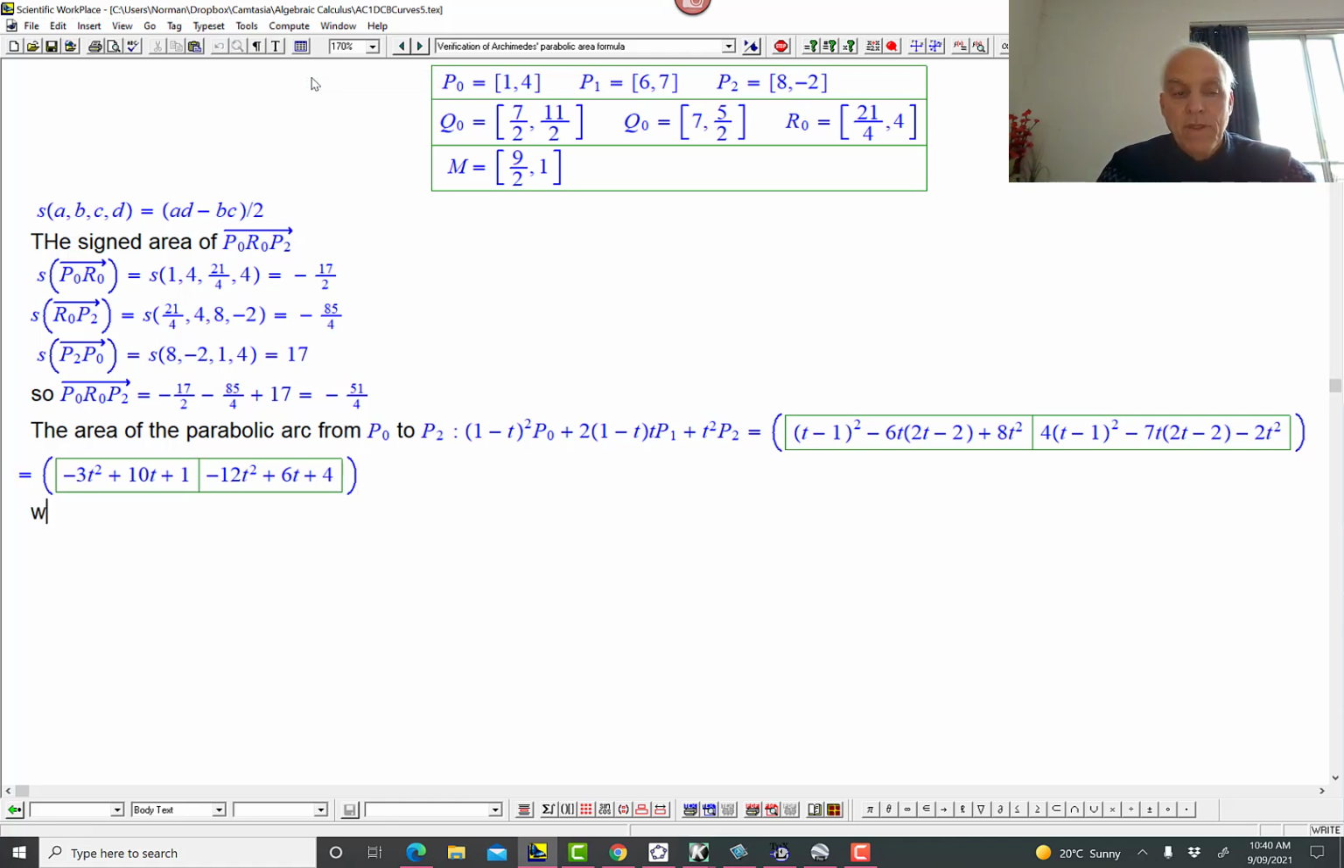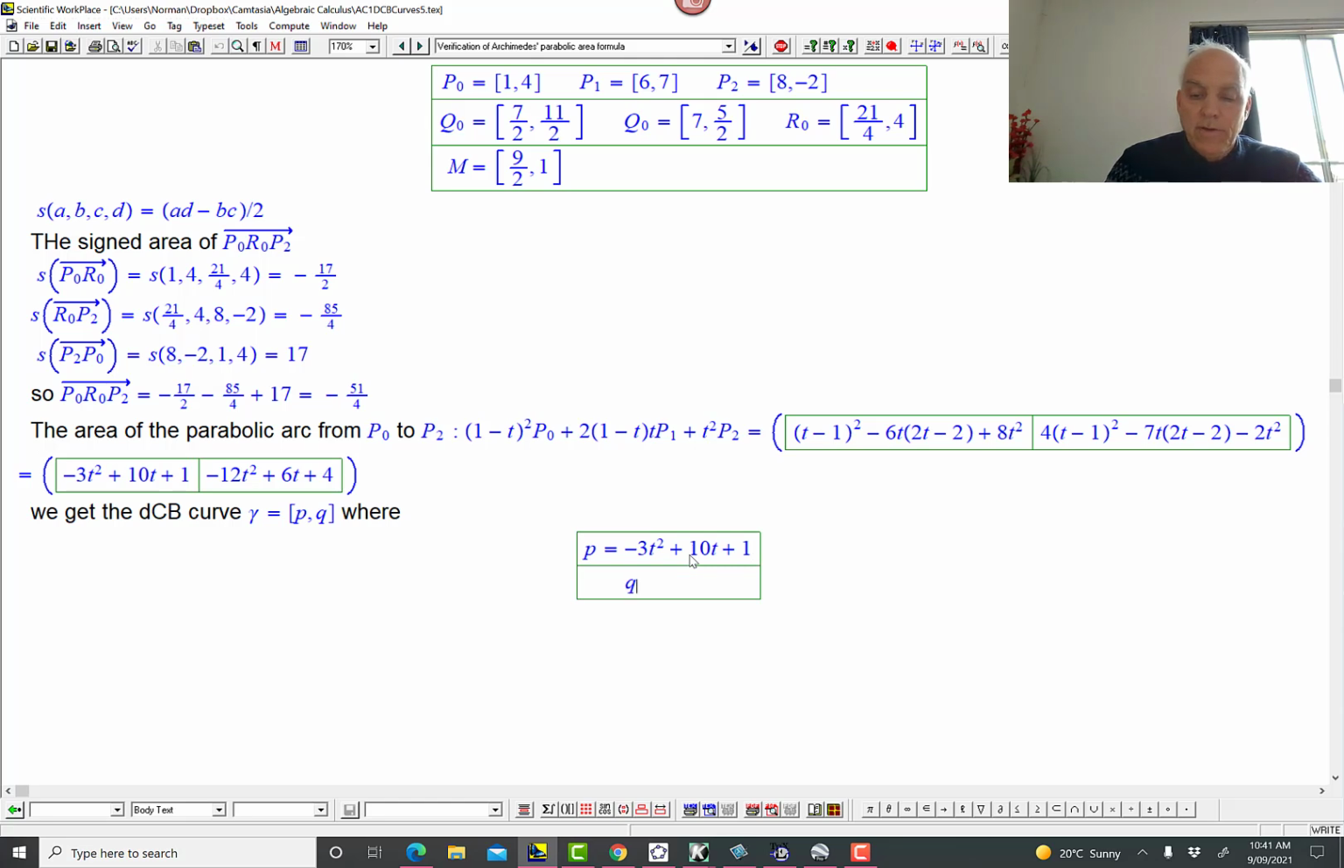So we get the DCB curve. Let's call it gamma to be consistent. It has an x coordinate and a y coordinate where P is equal to this polynomial right there, and Q is equal to this thing here.